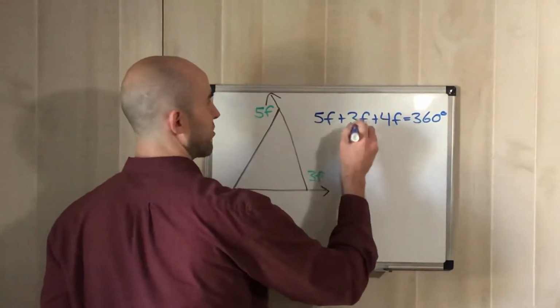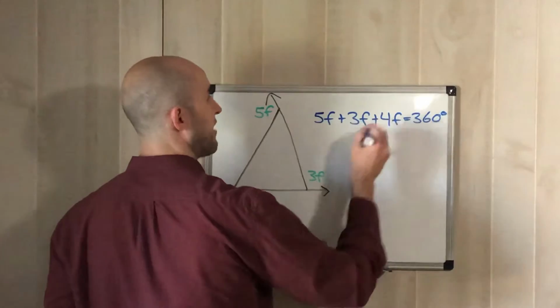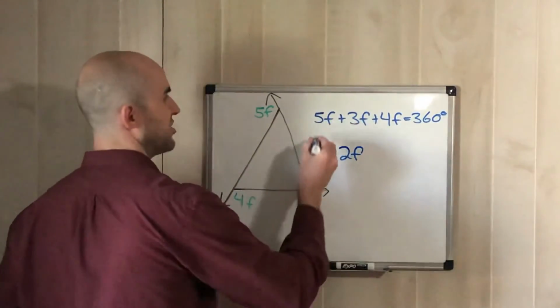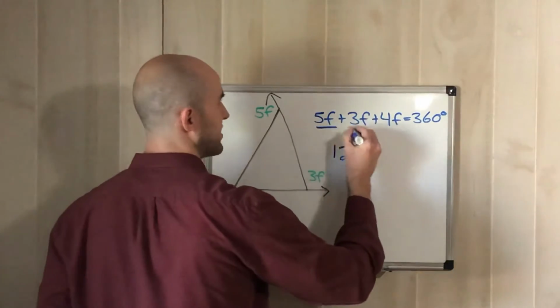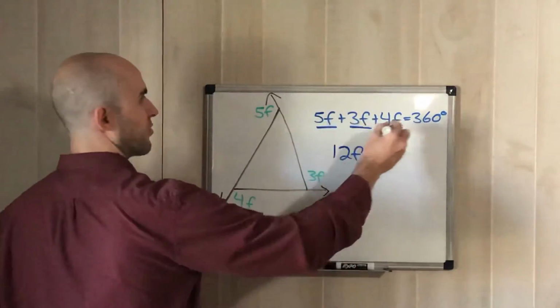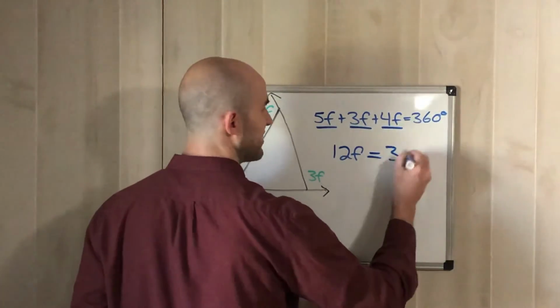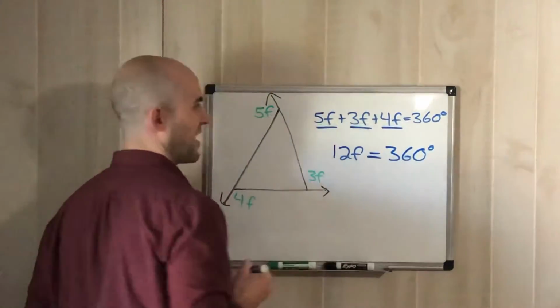So 5F and 3F is 8F. 8F plus 4F is 12F. So all I did, guys, I just combined those three like terms. 5 plus 3 plus 4 gave us 12F, right? Equals 360. Now we want to solve for F, right?